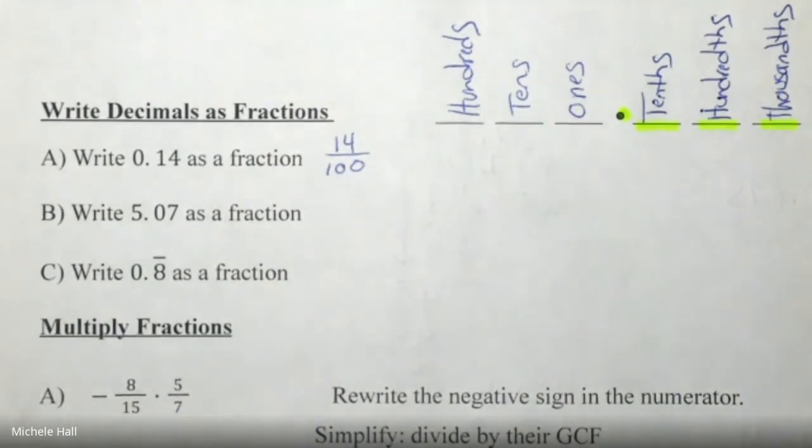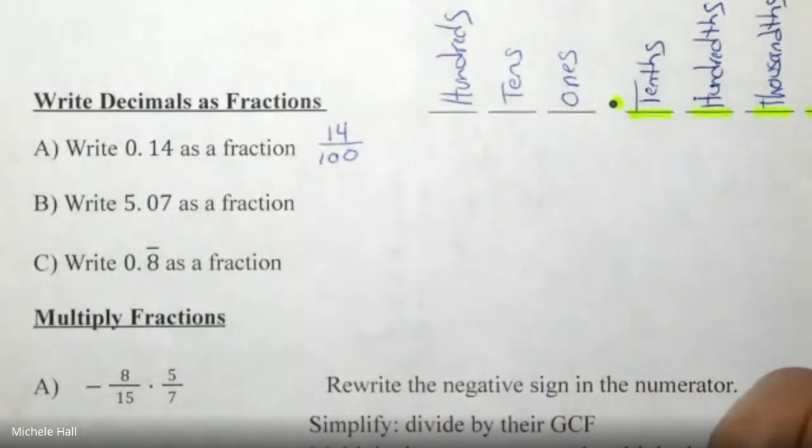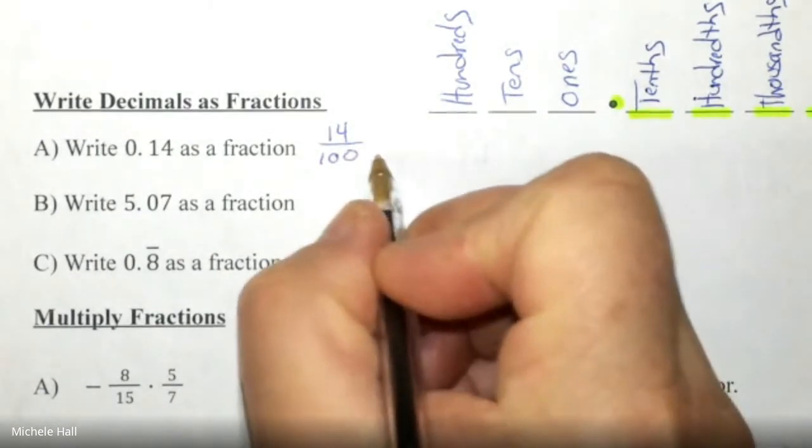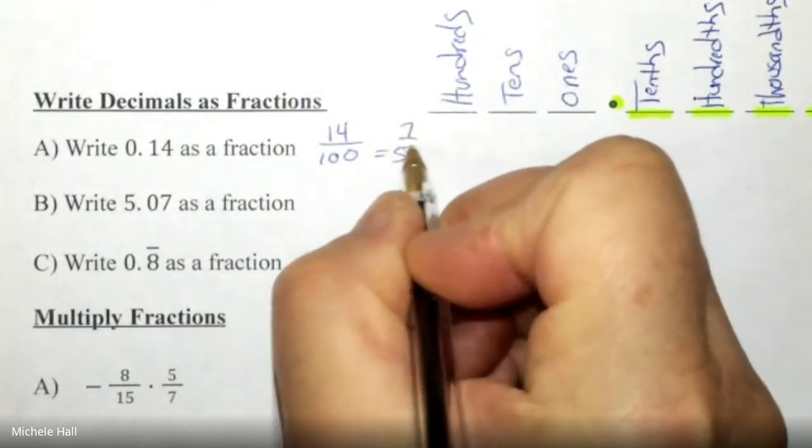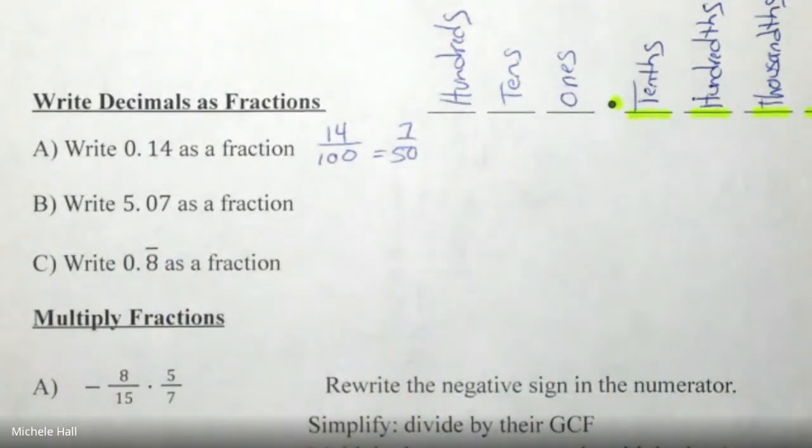I haven't done that. All right, so I know they're both even, which means I can divide by 2. So I'm going to cut them in half. Dividing by 2 means cutting things in half. 7/50. 7 is prime. It's not even. It has nothing in common with an even number.